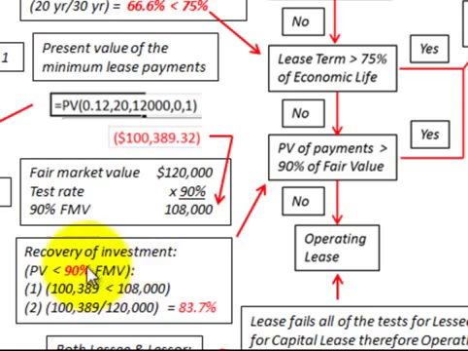So first, we could look at it in these terms, where the $100,389, the present value of the minimum lease payments, is less than the $108,000, the 90% of the fair market value. Or we can look at it where we have the $100,389 present value of the lease payments divided by the fair market value of $120,000, and that would equal 83.7%, which is less than the 90% hurdle rate for the test, so therefore it fails the test.